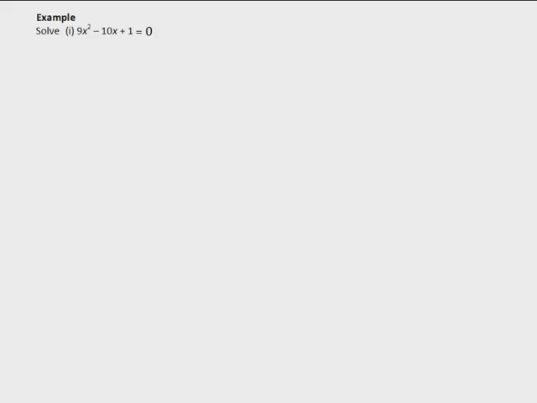Let's use it. Solve 9x square minus 10x plus 1. So a is 9, b is minus 10 and c is 1. Remember, ax square plus bx plus c is my template of the quadratic equation. So coefficient of x square is 9, coefficient of x is minus 10 and the constant coefficient is 1. So I have a equal to 9, b equal to minus 10, c equal to 1.